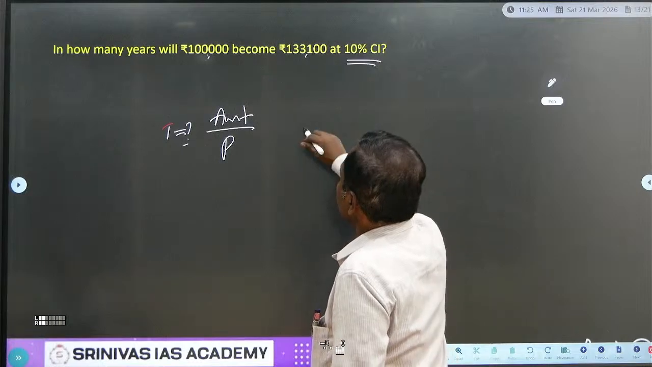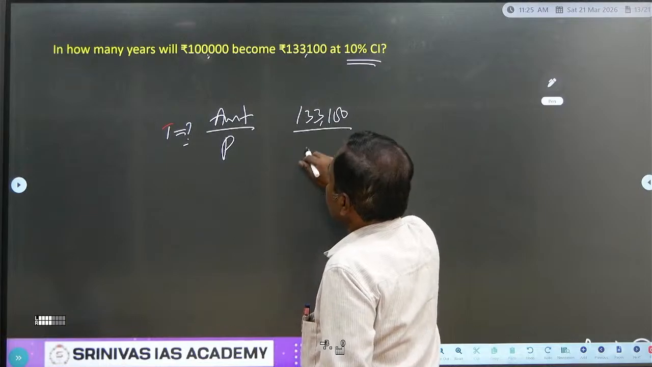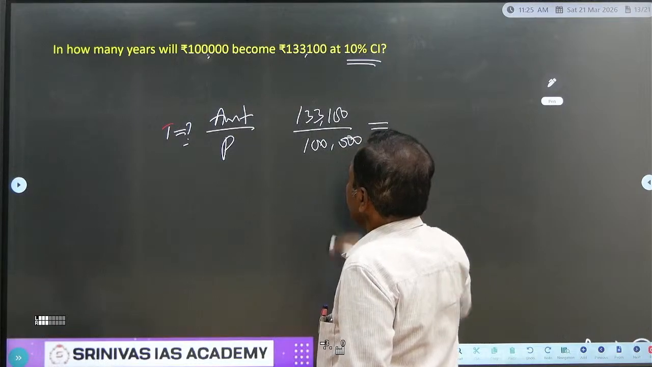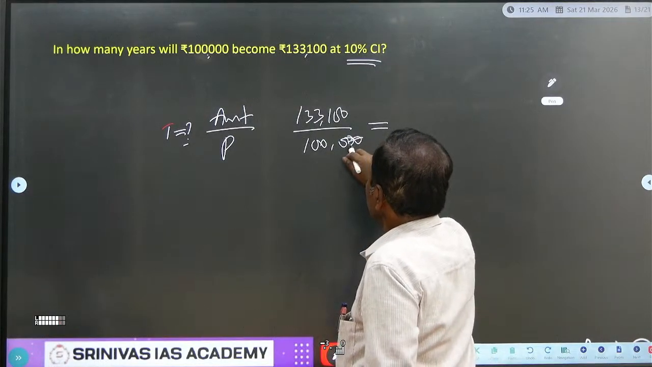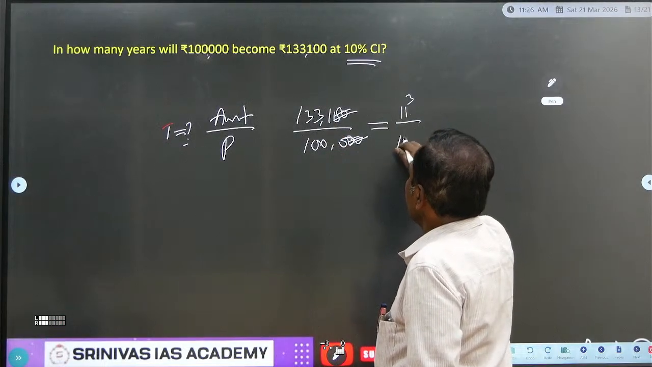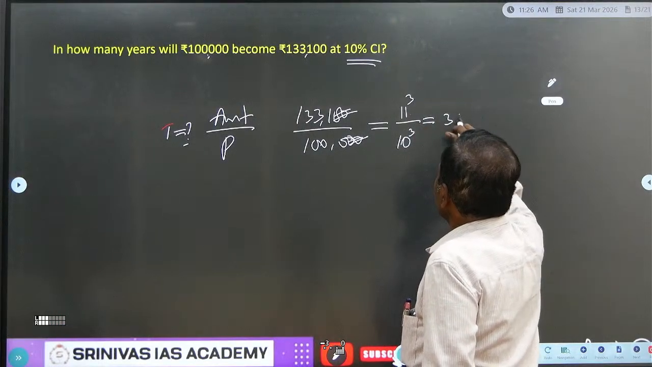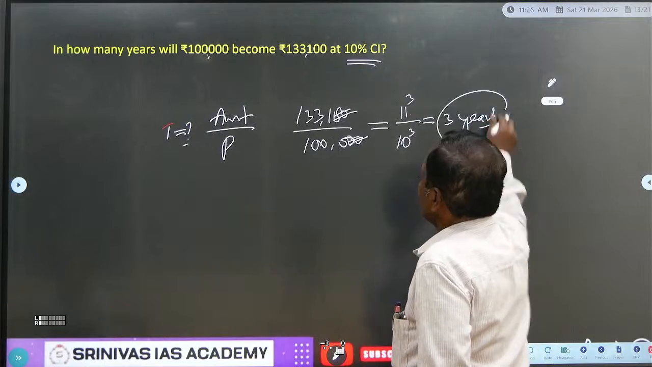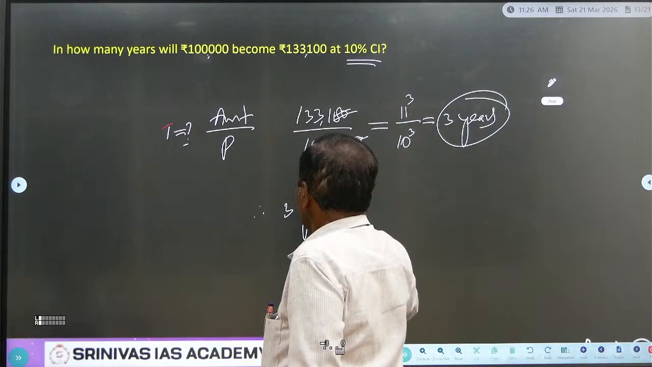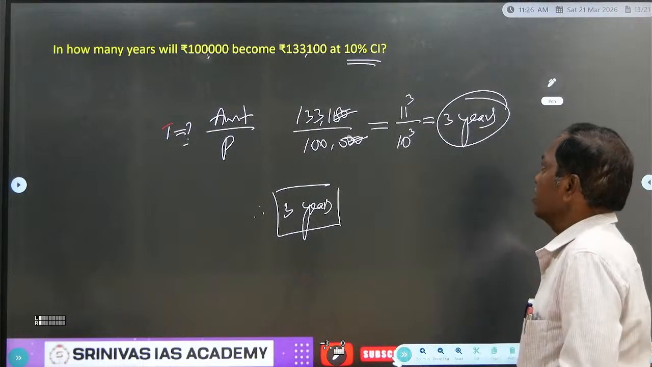What is the amount? 133,100 by 100,000 or 1 lakh, you can say, whatever it is. 2 zeros and 2 zeros get cancelled, 1,331. This is 11 cube by 10 cube. When cube means 3, this is equal to 3 years. That's all. Option, therefore, 3 years time.